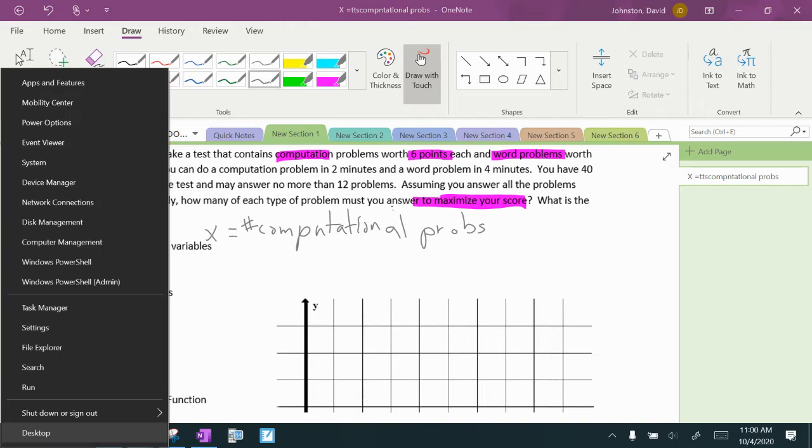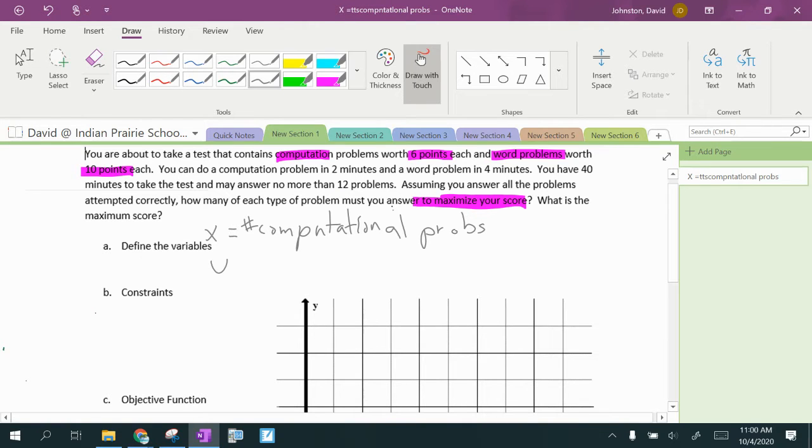And I'm also going to say that y is the number of word problems. Again, I apologize, my chicken scratch handwriting is not being helped by this lovely electronic device. So what can we do then in terms of the objective function? I get my points from the number of computational problems times 6 points, because I get 6 points for every computational problem, and my word problems give me 10.